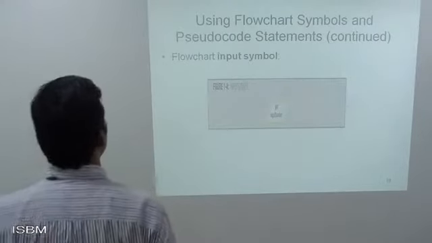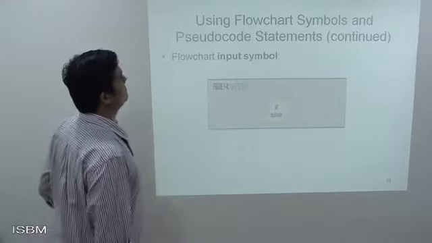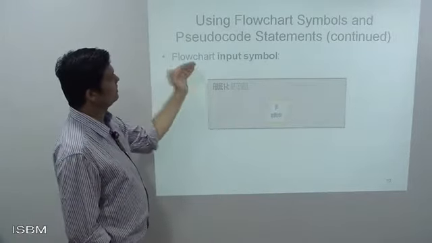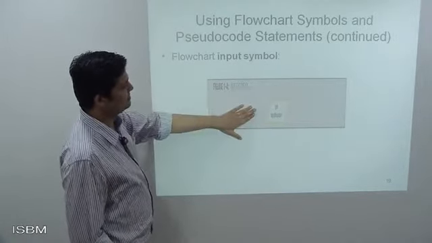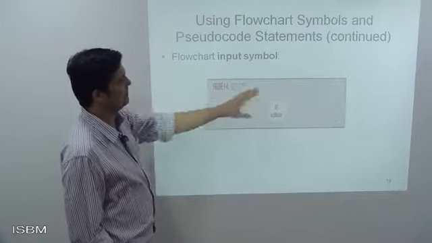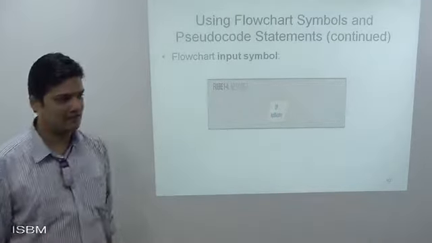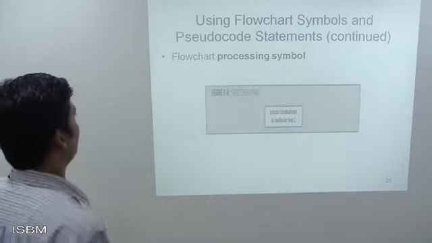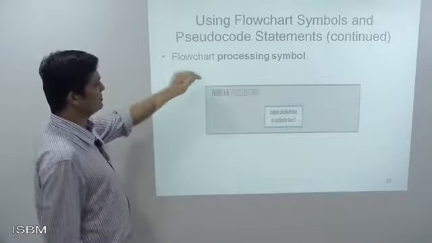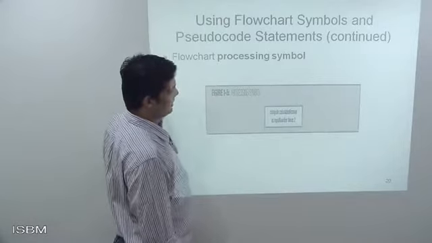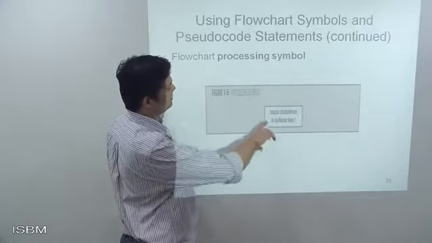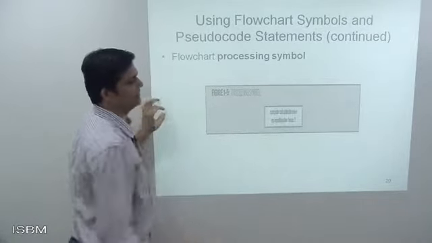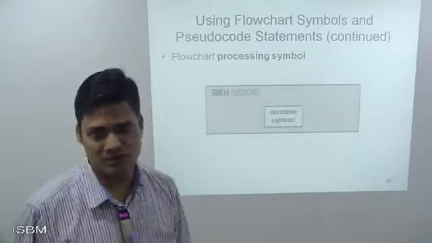So using flowchart symbols and pseudocode statements, you can see the input symbol, "get input number" over here. "Get input number" is the kind of pseudocode we have written. In the flowchart, then again processing symbols: compute calculated answer while inputting the number two times. This is what we have written over here, processing symbols.